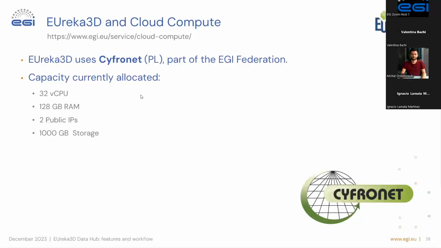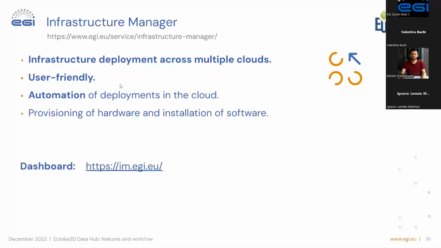And to support this, so basically this is the allocation we have in terms of hardware, but we are using a tool called Infrastructure Manager that is also an EGI tool, and it helps us to deploy servers and hardware and even software on multiple clouds in a user-friendly way. So it can also enable the automation of deployments in the cloud, and it's a very easy tool to use.